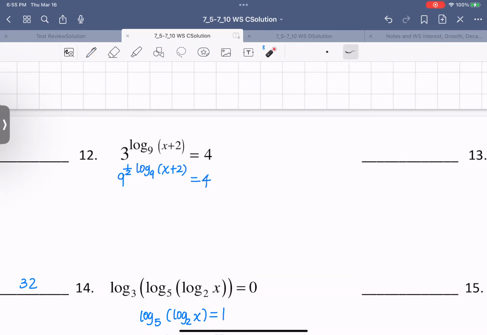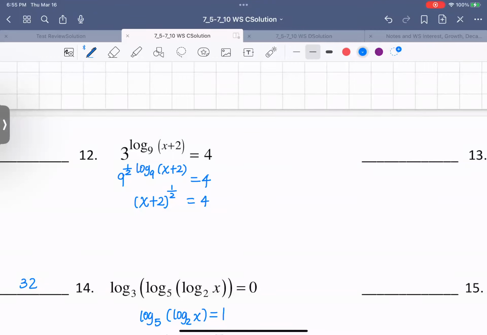Next, you want to pull this one to here, right? Yes. And 9 cancel. So this becomes 2 who? X plus 2 to the power of 1/2. Yes. Equals? Equals 4.